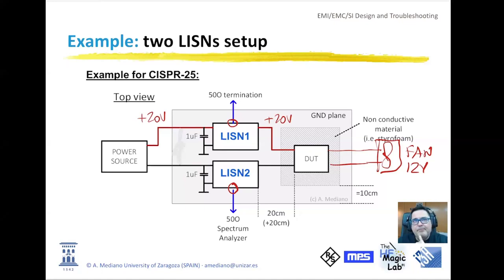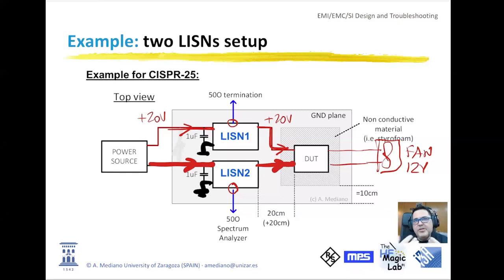Look at this. The positive terminal of the power supply goes to one of the LISNs to power the positive terminal of the device under test, and the negative terminal of the power supply goes through the other LISN to power the negative terminal of the device under test. The negative terminal of the LISNs is connected directly to the ground plane.